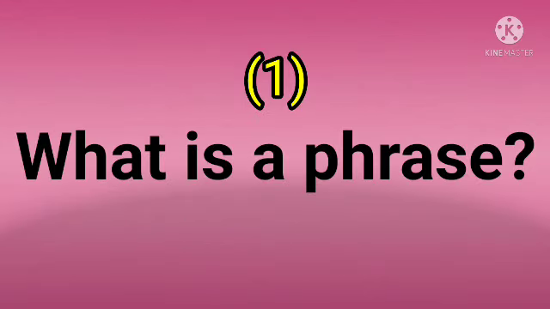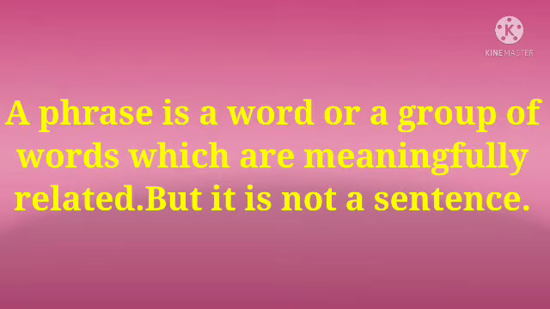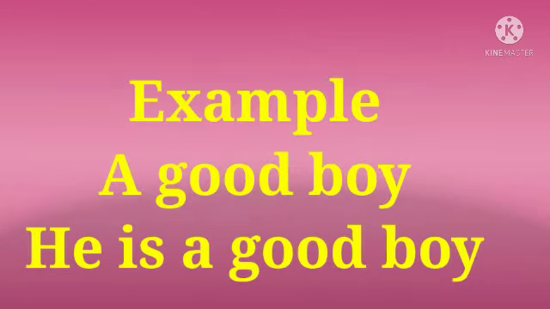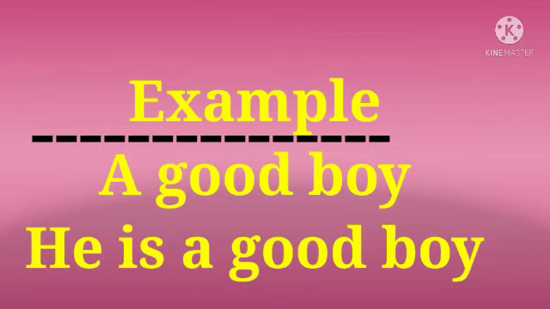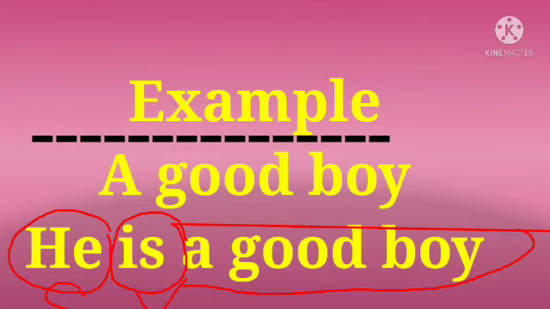Let's see what is a phrase. A phrase is a word or a group of words which are meaningfully related, but that is not a sentence having subject and verb. For example, a good boy. This is a phrase. He is a good boy. This is a clause or a sentence. This is not a phrase because it has subject and verb.